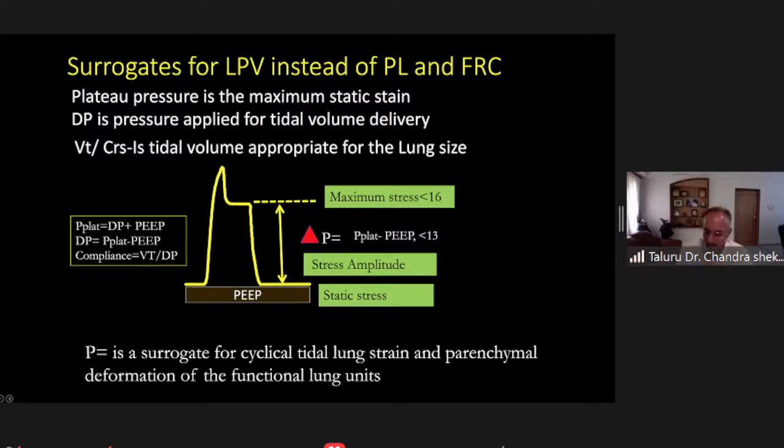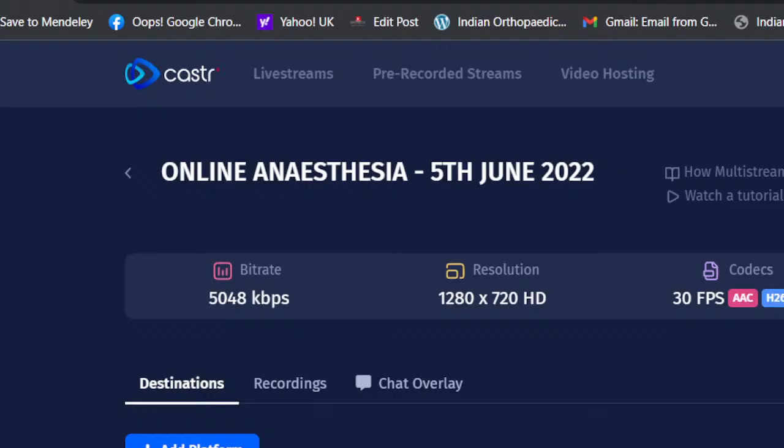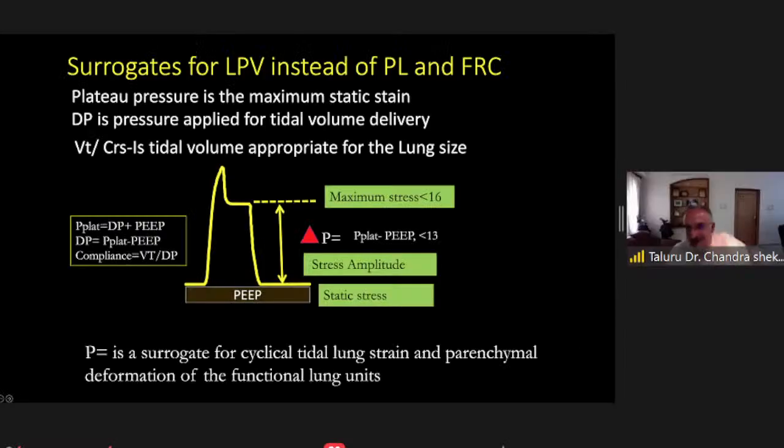When you give a tidal volume, then suddenly you see the driving pressure going up. Obviously, when the driving pressure goes up, the plateau also goes up. No doubt about it. But that is the pressure you require to put the tidal volume into your lung. That is what you have to remember.